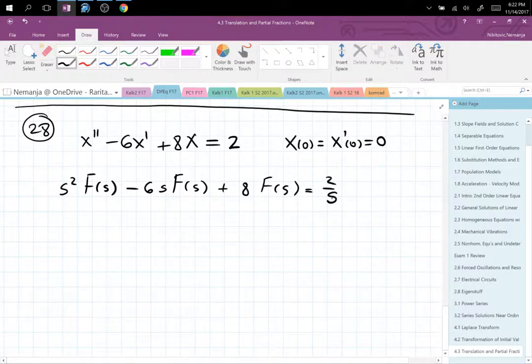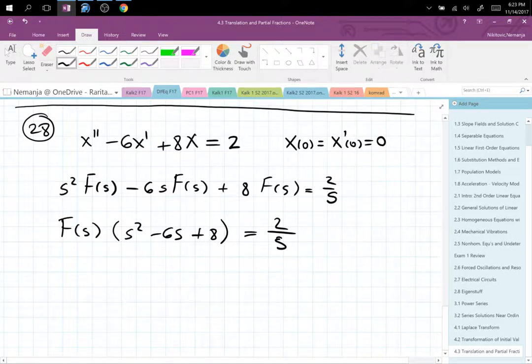So when we transform the equation, we have all of those f of zeros and f prime of zeros, in this case x of 0 and x prime of zeros. They're all zeros because of initial condition, so we don't have to write them. We just write the first term. Now we fish out f of s, and we have s squared minus 6s plus 8 equals to 2 over s.